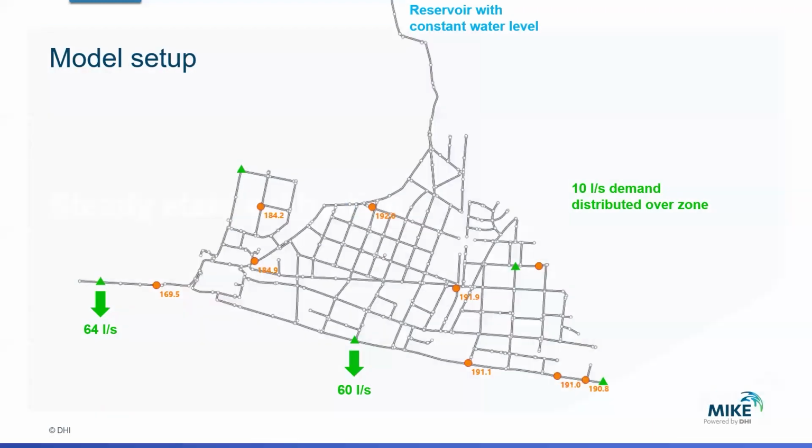Okay, now we come to the steady state calibration. This is a modified setup from a real campaign we did. We have a tank with a constant water level, or more or less constant level. We have two outflows here, large outflows, and we have a few measured hydrants in that case.